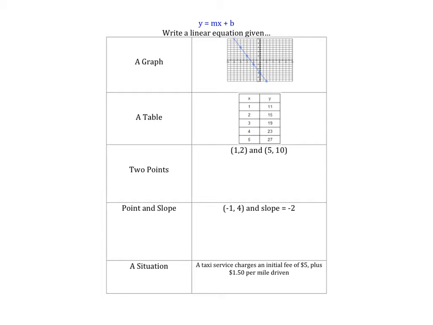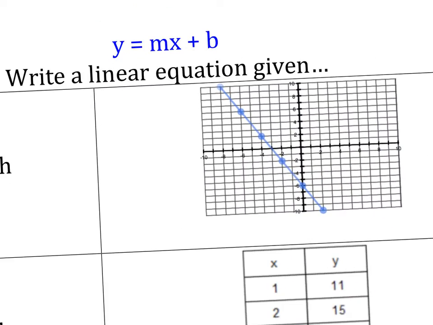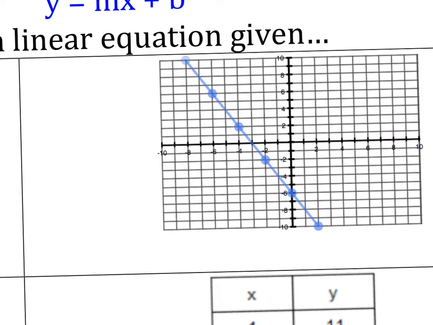Okay, hi guys. Let's refresh your memory on how to write an equation given all of these different situations. So let's take a look at the graph first. There's two things I want from you when you're looking at a graph. The first thing is M and the other thing is B.